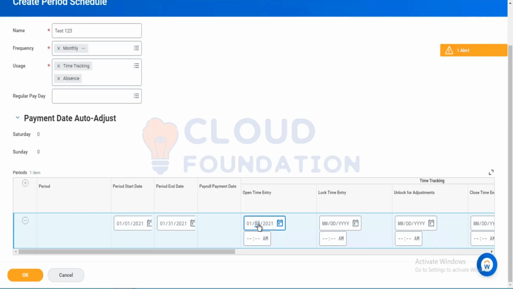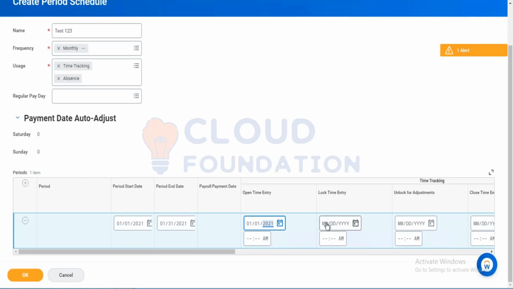I just made it that way to make you understand. On a general basis, as a best practice, people make it the first day of the period. For this entire period, from 1st January to 31st of January, people are eligible to enter the time from 1st of January 2021. Lock time entry means that particular day from which the employees will not be able to enter the time for that specific period.